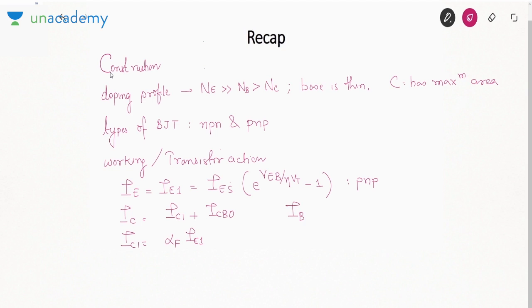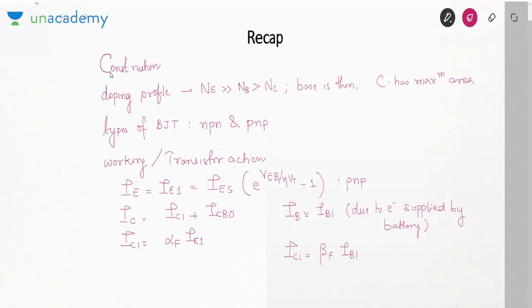Similarly, IB was approximately IB1. And this is due to electrons supplied by battery. Okay, now we again told that IC1 is beta F into IB1. So these were the relations that we studied in the BJT. So we'll continue our study from here itself.